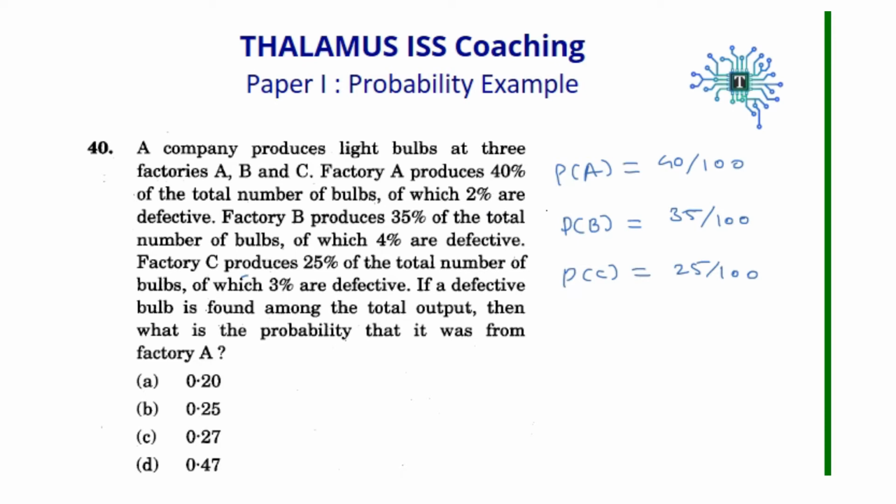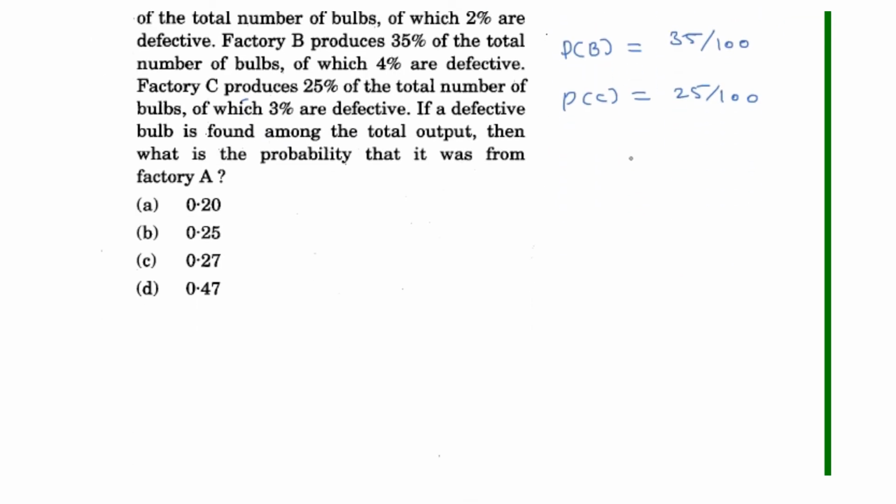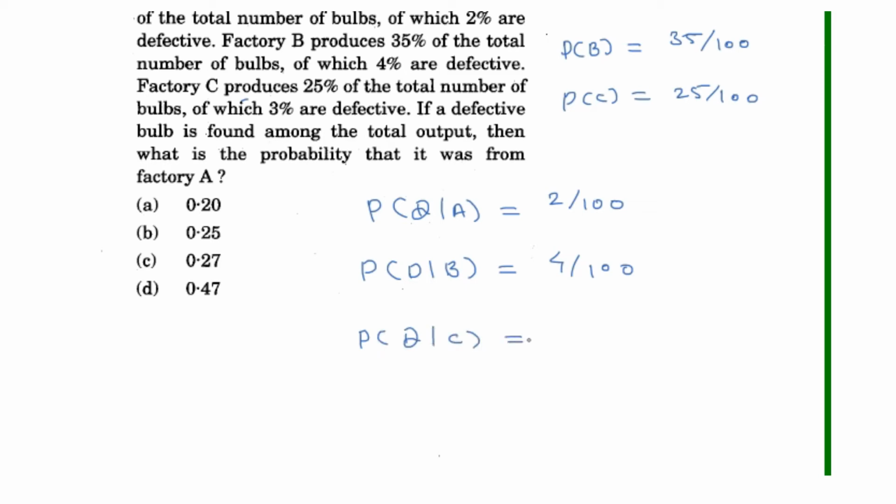So these are the conditional probabilities. It can be explained as probability of defective given A, which is equal to 2%, probability of defective given B, which is equal to 4%, and probability of defective given C factory, which is 3%.